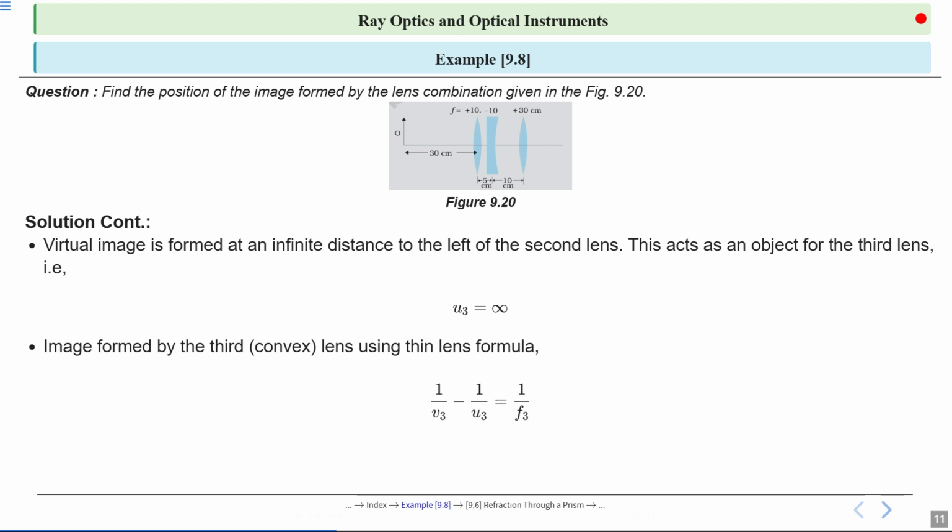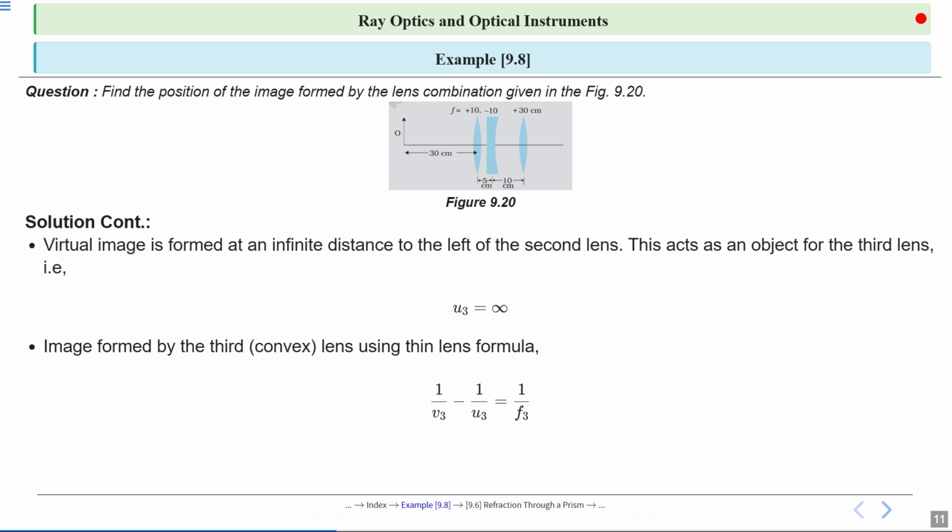So the image formed by the third lens. Now we are not taking minus infinity because minus 0 plus 0 has no meaning. It is 0 only. Similarly, minus infinity plus infinity has no meaning, only infinity. Minus infinity we can write, but 1 upon minus infinity and 1 upon plus infinity will automatically convert to 0. So it will not affect the result.